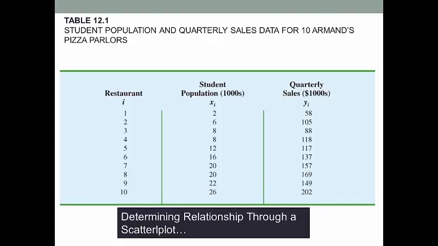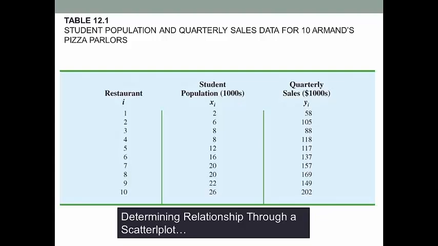Let's take a look at a data set here. This is the student population and then quarterly sales for this pizza place, Armand's Pizza. And you can see that the X variable is student population, and then we're looking at the Y variable, quarterly sales. And notice, too, how the units are expressed. So 2 is 2,000 because they're expressed in thousands, and 58 is 58,000. So if my X variable is student population, my Y variable is quarterly sales, what does that mean? It means I'm looking at how a student population correlates or influences or affects the variation in quarterly sales.